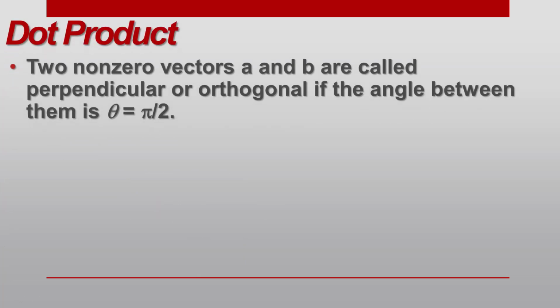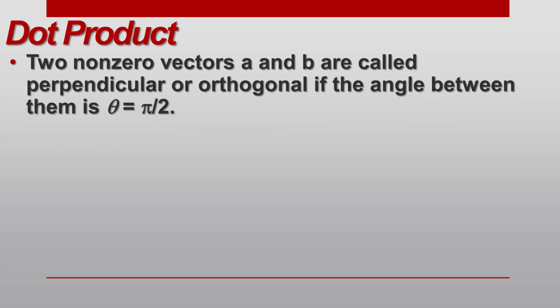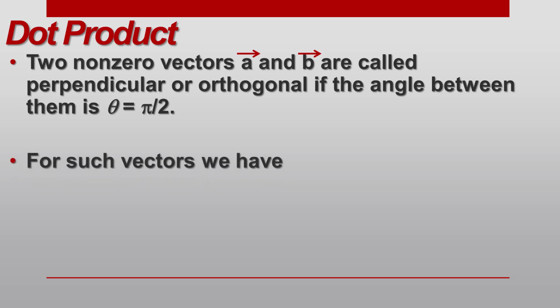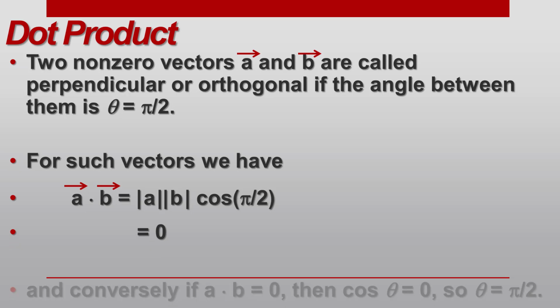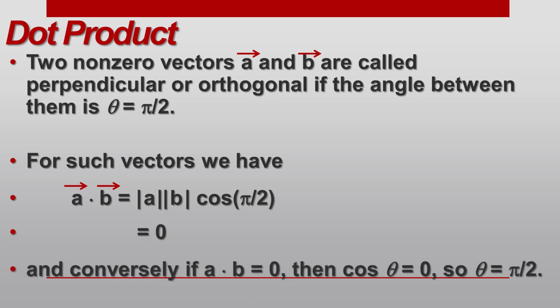If we multiply two non-zero vectors A and B, they are called perpendicular or orthogonal if the angle between them is pi by 2. We know that if two vectors are perpendicular or orthogonal to each other, then the angle is pi by 2. For such vectors, when we multiply vector A and vector B, we get AB cos of pi by 2, and we will get 0.